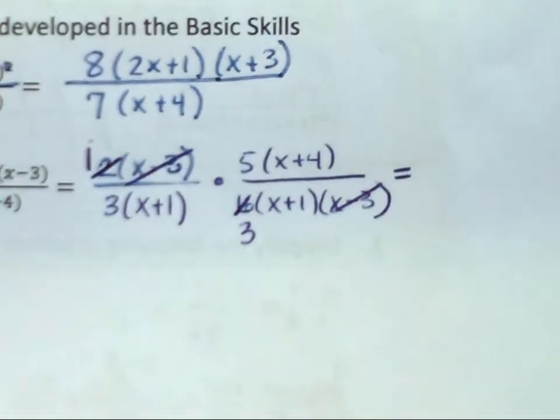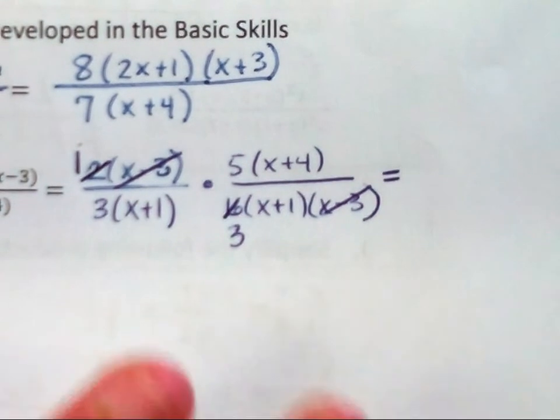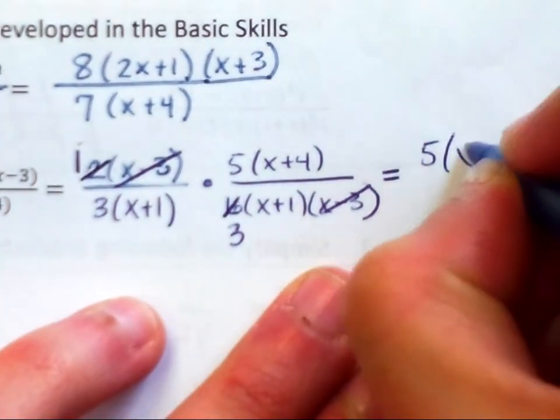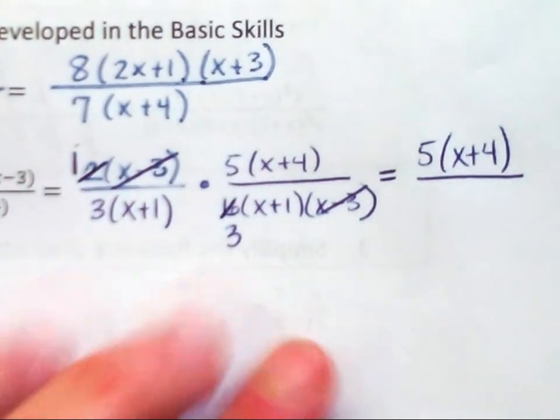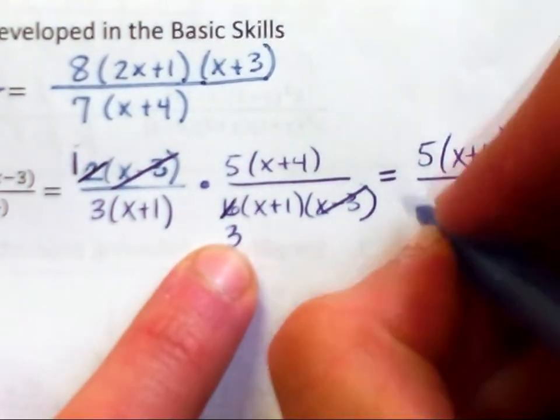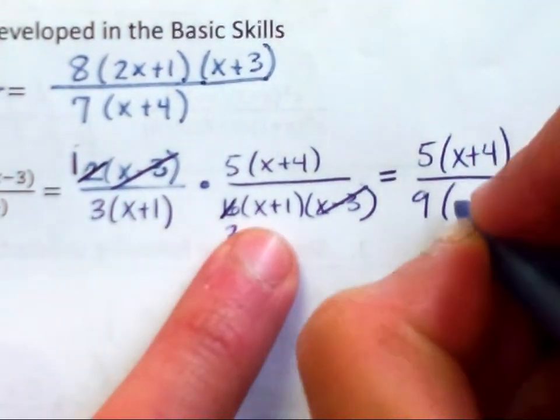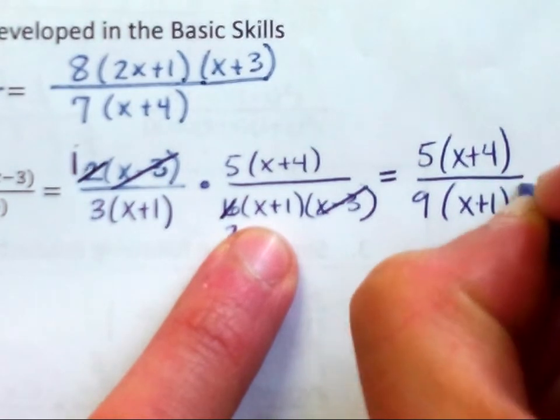So then I have 5 times x plus 4 in the top, and I have 3 times 3, which is going to be 9, and then I have 2 factors of x plus 1 for x plus 1 squared.